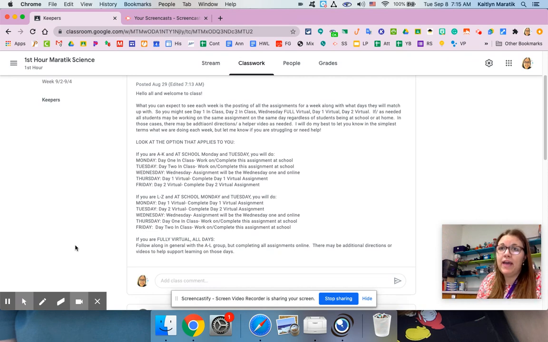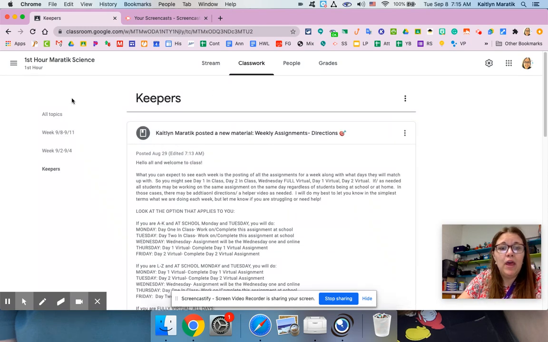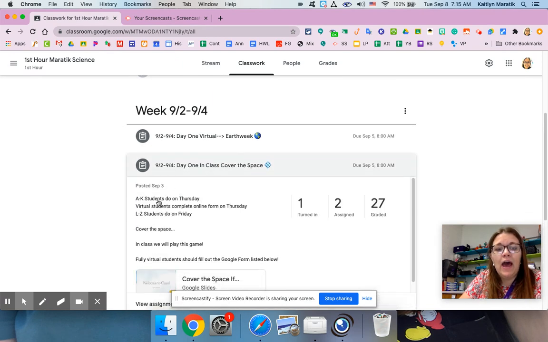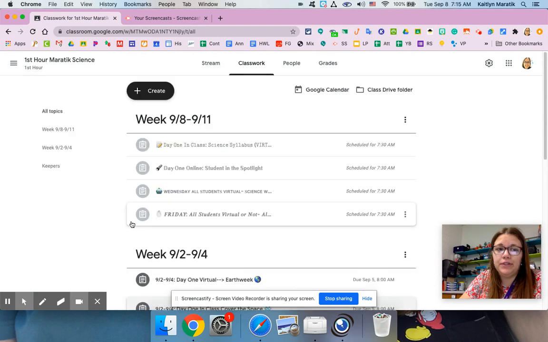If there's an assignment attached, like this one today with the science syllabus, you're going to need to do this one. There may be some other directions or videos to help support learning on those days. There might also be a few that say, virtual students, please do this Thursday instead of on this day. So just read those directions at the very top. If I go to day 1, cover the space, I've got that right at the top of what you need to do.